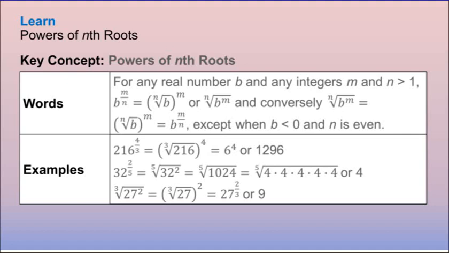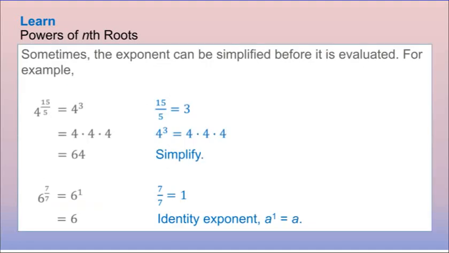So here you can see some examples. The cube root of 27 squared is the same thing as saying the cube root of 27 and then square that one, which you can write as an exponential, which would be 27 raised to the 2/3 power, which is 9. So let's take a look at some other examples here.